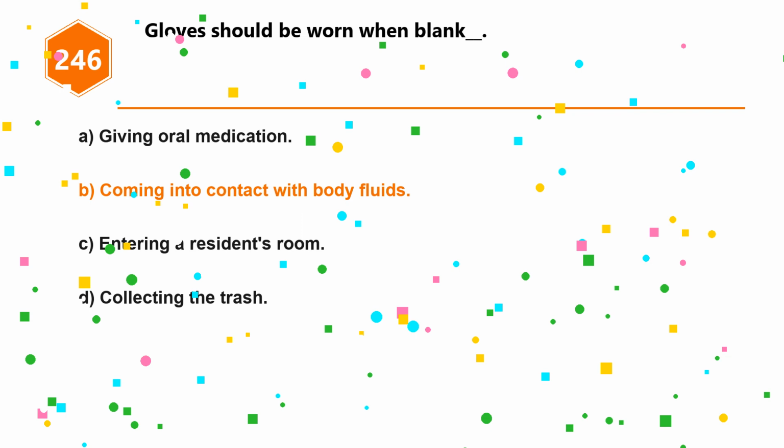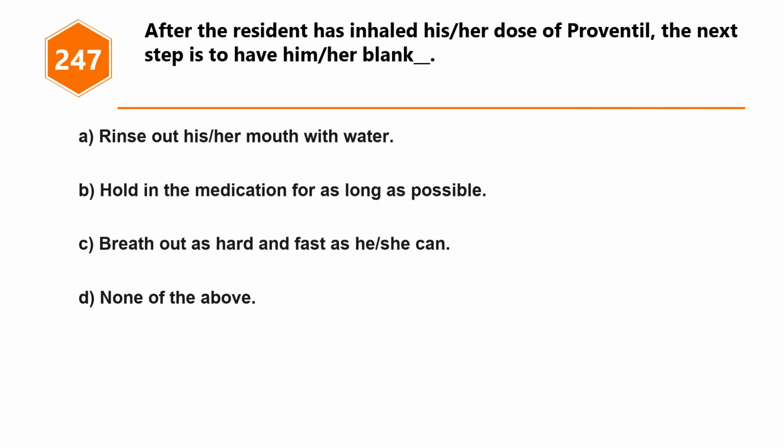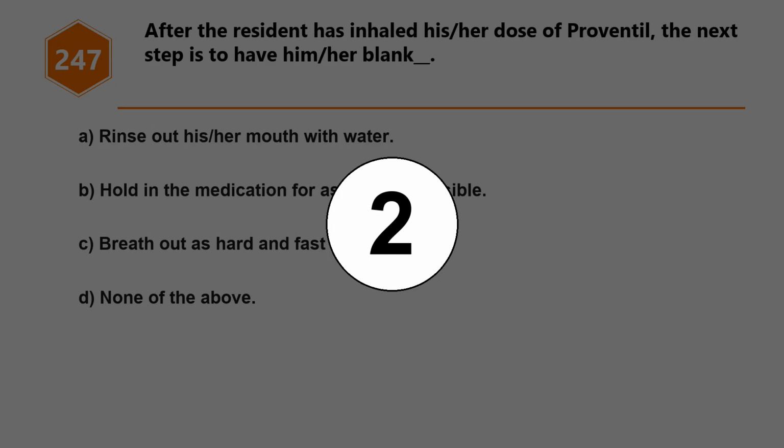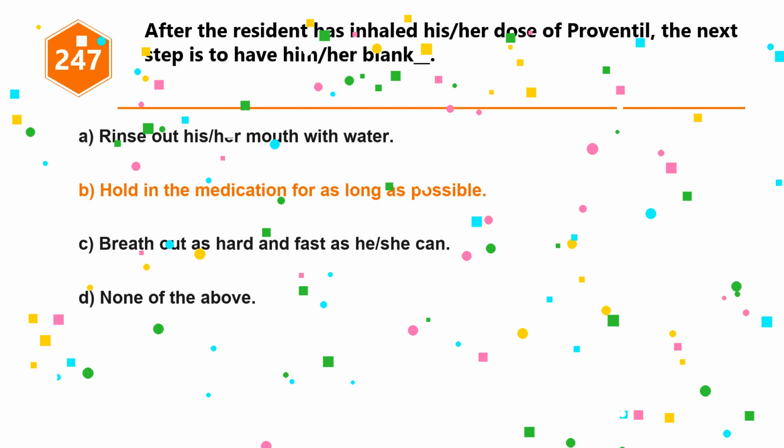The correct answer is option B, coming into contact with body fluids. Question 247. After the resident has inhaled her dose of Proventil, the next step is to have her blank blank. Option A, rinse out her mouth with water. Option B, hold in the medication for as long as possible. Option C, breathe out as hard and fast as she can. Option D, none of the above. The correct answer is option B, hold in the medication for as long as possible.